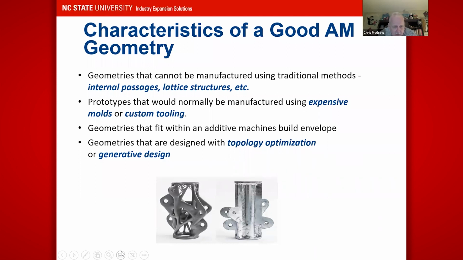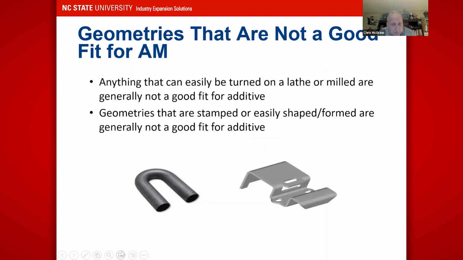If you look at the picture at the bottom, the picture on the left is more traditional manufacturing, where the one on the right would be designed with some design optimization. We'll talk a little bit about that in a slide further down the road. But you can see just the difference in the complexity and how it would be designed between the two, from additive to traditional.